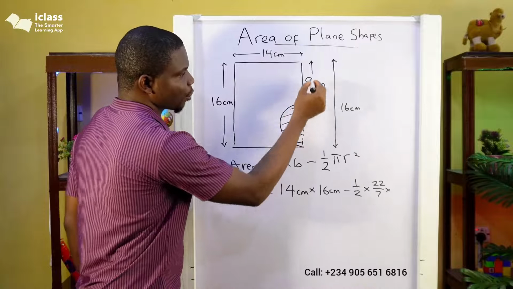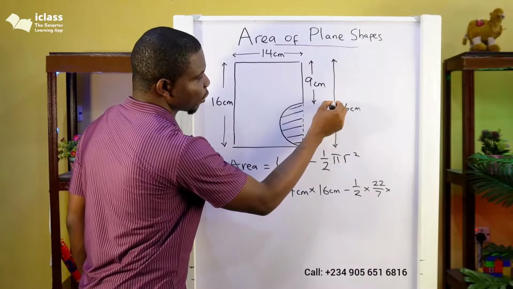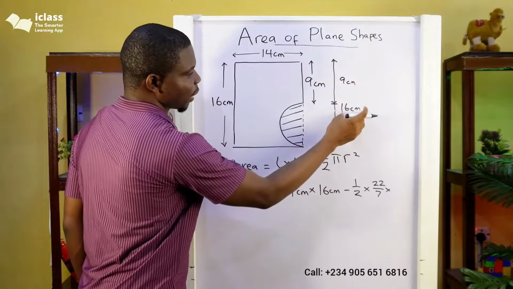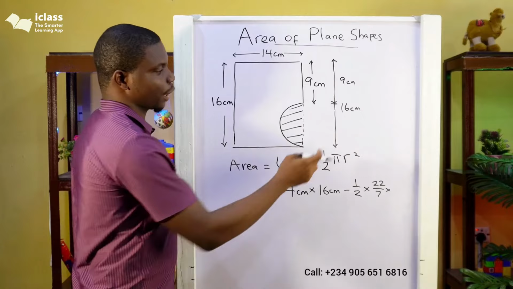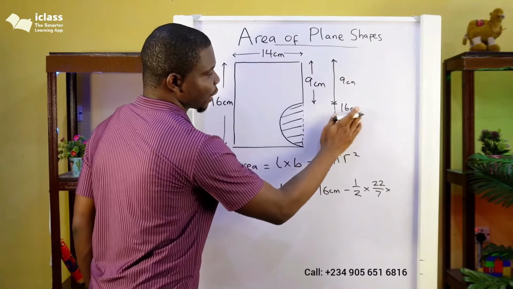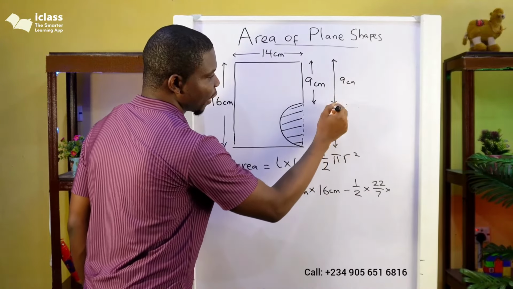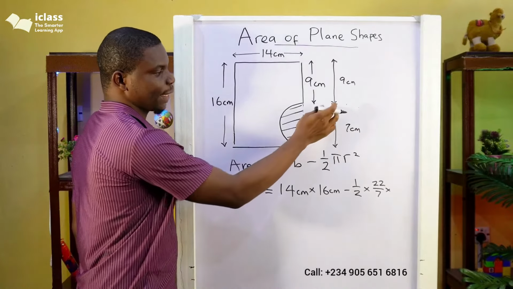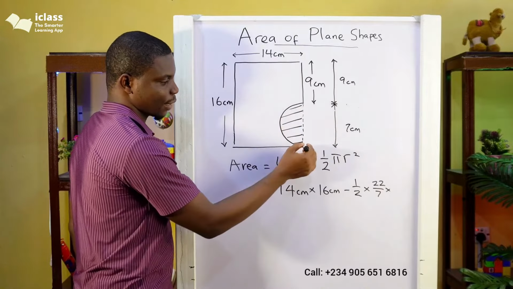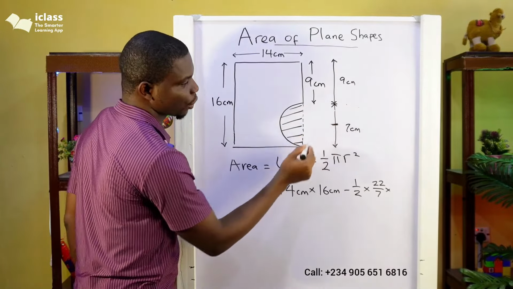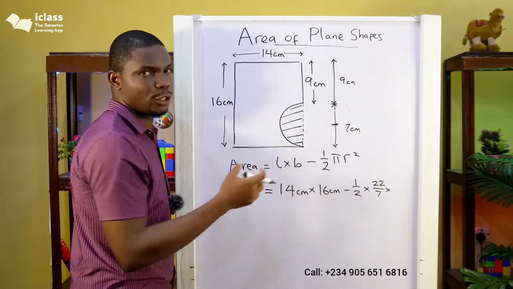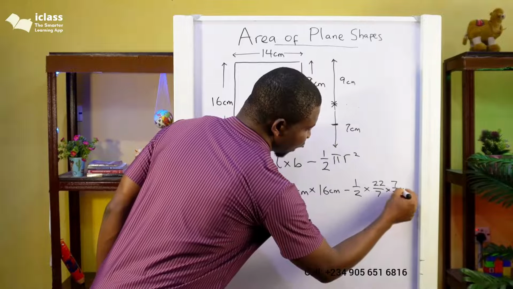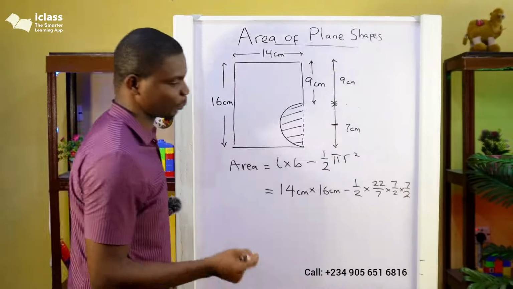Now, from here to here is 9. So what would you add to 9 to get 16? Or you can say 16 minus 9, that will give us 7, right? So from here to here is 7 centimeters. Now, but this is the diameter, right? From here to here is the diameter. We are asking for the radius. The radius will be 7 divided by 2, which is 7 over 2, right? So 7 over 2 times 7 over 2.